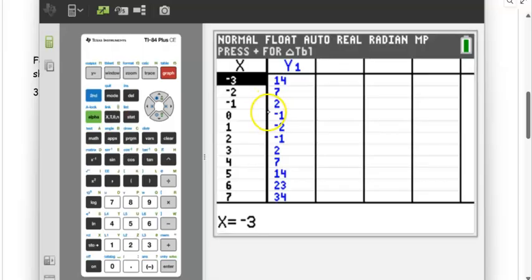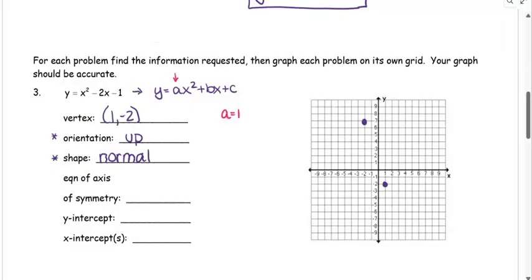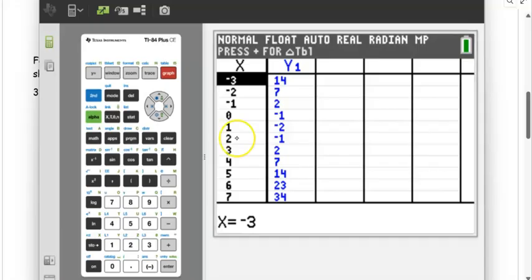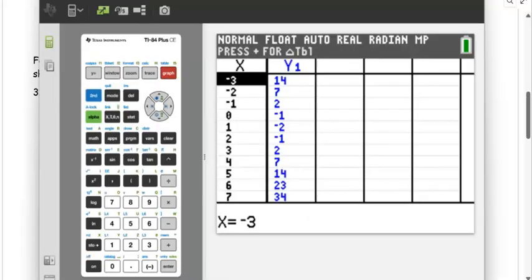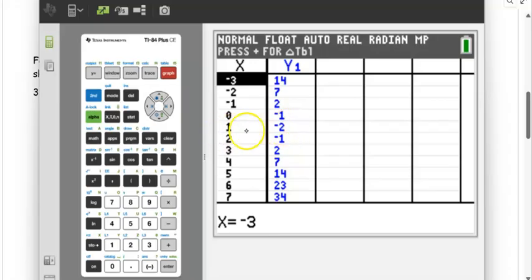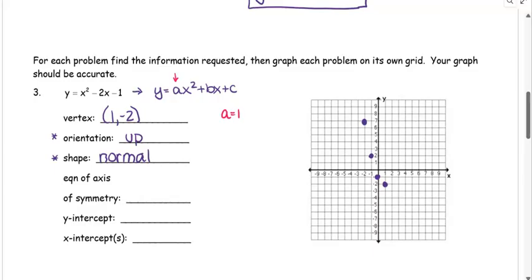I have the point negative 1, 2. I have the point 0, negative 1. Notice that my point 1, negative 2, which was my vertex, is there. And then the graph goes up for the other arm in a symmetrical way. So I have the point 2, negative 1. I have the point 3, 2. And I have the point 4, 7.